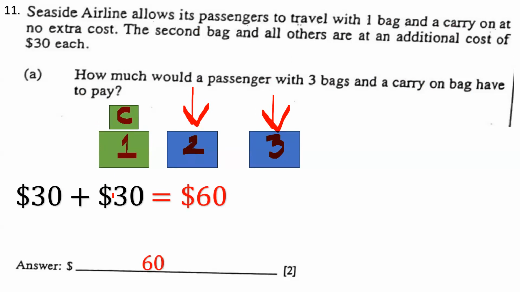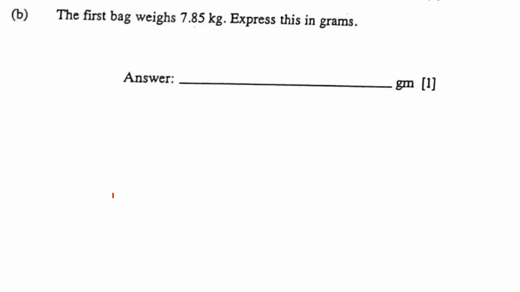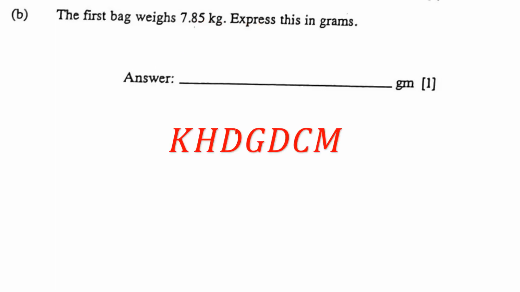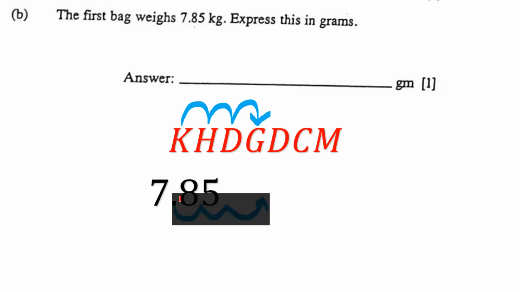Let's move on to question number 11B. It says the first bag weighs 7.85 kilograms. Express this in grams. We can use the acronym "King Henry Died Drinking Chocolate Milk"-style mnemonic, where K is for kilograms and G is for grams. And so if we are moving from kilograms to grams, we're going to move 3 times to the right. That's 1, 2, 3, 3 times to the right. And so that means when we move our decimal point, we have to move 3 times to the right. So it's going to be 1, 2, and 3.